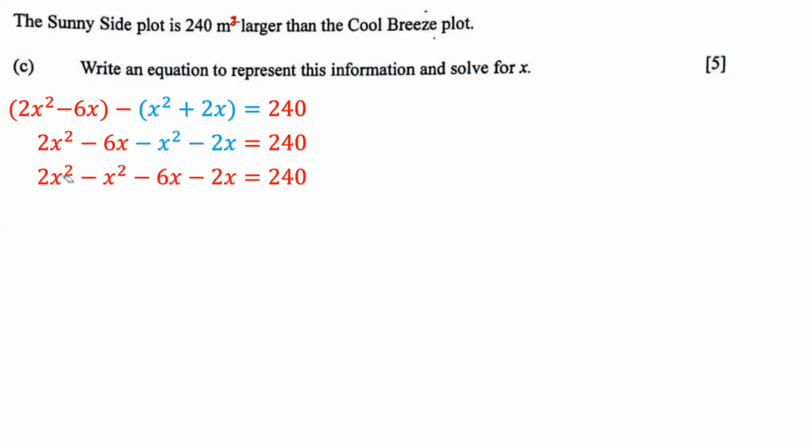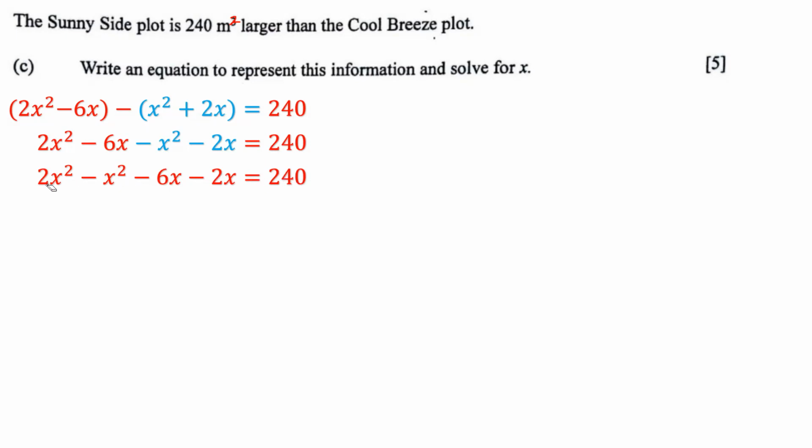So we have negative 2x squared. Sorry, we have 2x squared minus x squared. So those two are together. And we have negative 6x minus 2x. So those two are together. Now we just bring down the equals to 240.